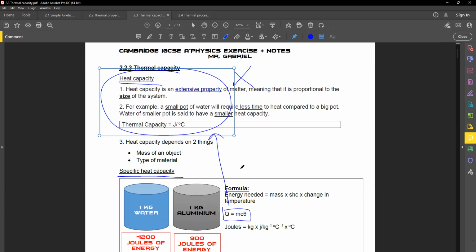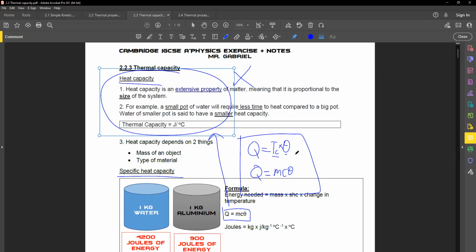guys, in the sense that specific heat capacity is Q equals MC theta, right? Thermal capacity is Q equals thermal capacity multiplied by theta, guys. MC theta or thermal capacity multiplied by theta. If you can remember this correlation here, right? It's essentially going to help you answer most of your calculation questions, guys.